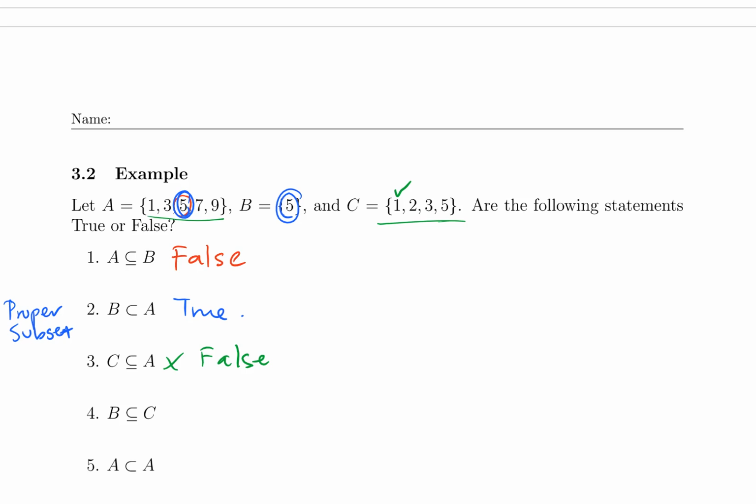What about the other direction? So B, a subset of C. So now we need to check, is every element of B in C? So B is a 5, and we have a 5 right here in C. So every element of B is in C. So this would be true.